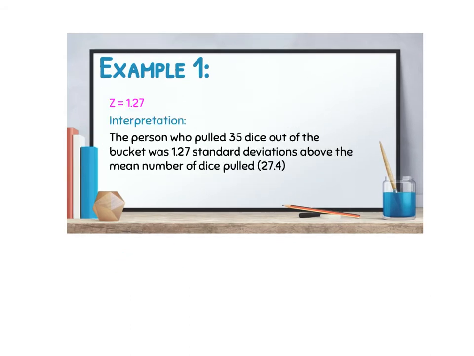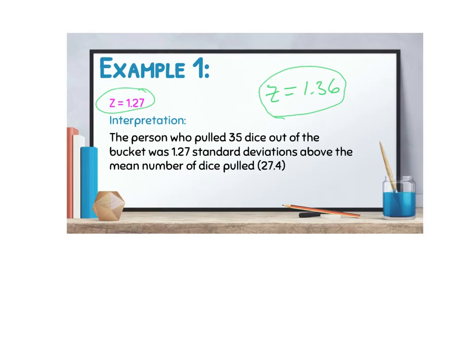Now, just to go over the interpretation one more time, the person who pulled 35 dice out of the bucket was 1.27 standard deviations above the mean number of dice pulled, which happened to be 27.4. Okay. If somebody else had pulled a certain number of dice and I calculated their z-score and I found it to be 1.36, let's say, I would know that this person pulled more dice than this person because their observation was further above the mean. It was 1.36 standard deviations above the mean.